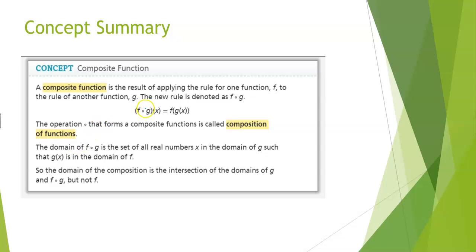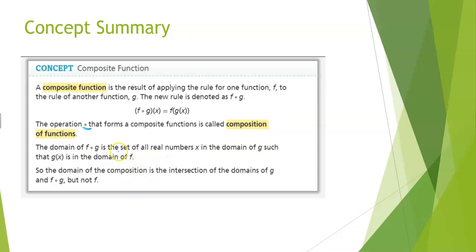And then the composition of functions refers to this operation right here. It's just that specific thing that we're doing. We're making the output of the inside function the input of the outside function. I know it sounds challenging. So here's something, though, we hadn't talked about in the previous problems. What about the domain of this composite function?